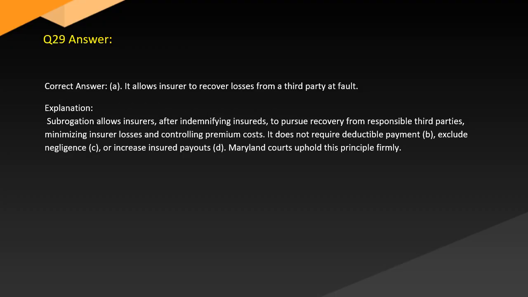Answer. Correct answer: A. It allows the insurer to recover losses from a third party at fault. Explanation. Subrogation allows insurers, after indemnifying insureds, to pursue recovery from responsible third parties, minimizing insurer losses and controlling premium costs. It does not require deductible payment (B), exclude negligence (C), or increase insured payouts (D). Maryland courts uphold this principle firmly.